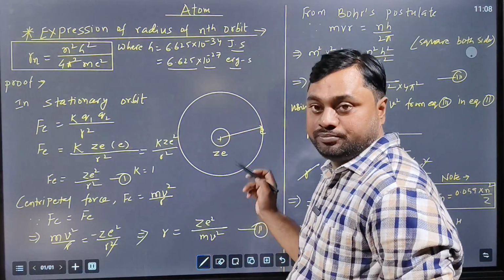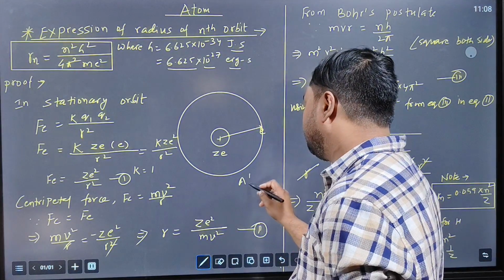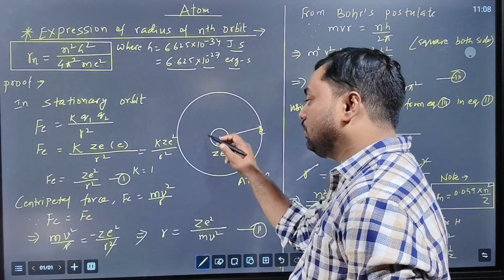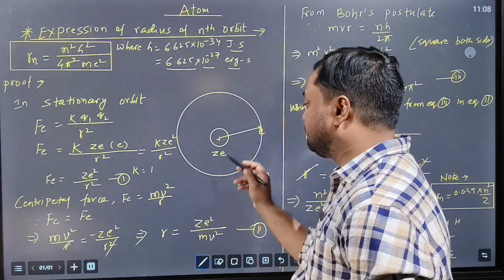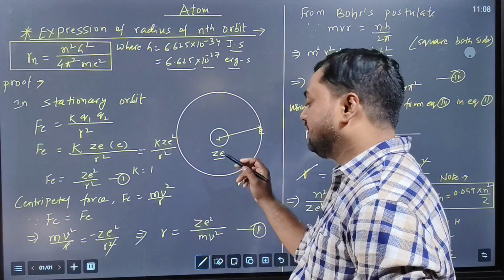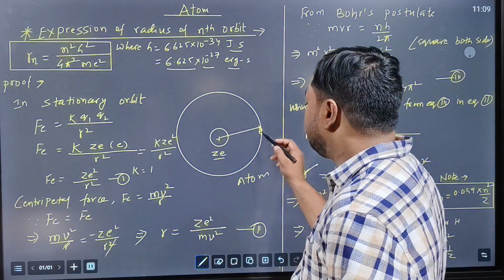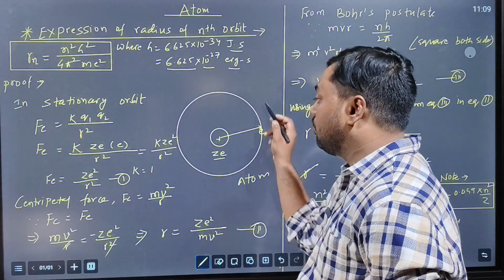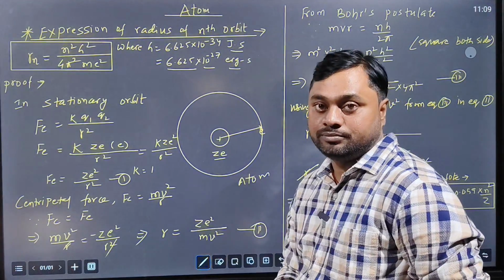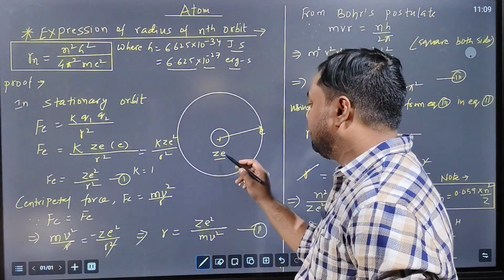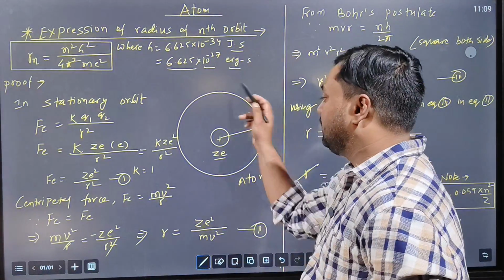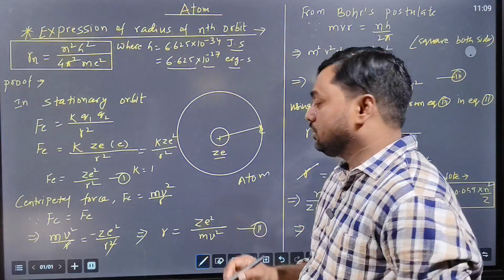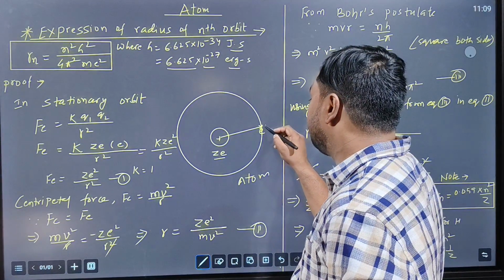Consider an atom. Okay, this is the atom. This is the nucleus of the atom. Its atomic number is Z, so the charge present inside the nucleus will be Ze. Yes or no? Consider one electron which is revolving around the nucleus of an atom. So Ze is the charge of nucleus and e is the charge of electron. Electron is revolving around the nucleus.